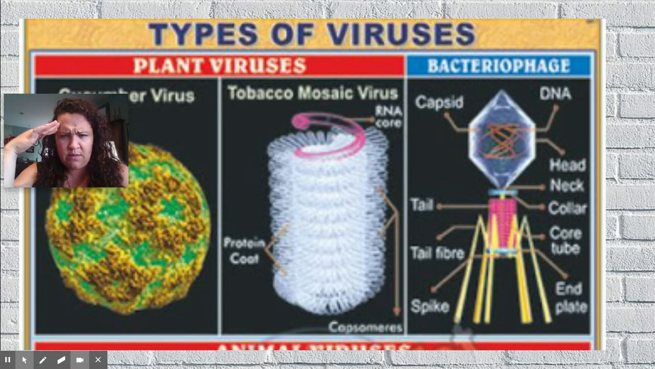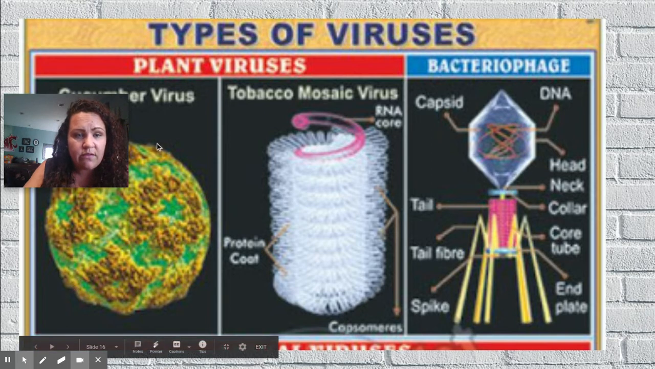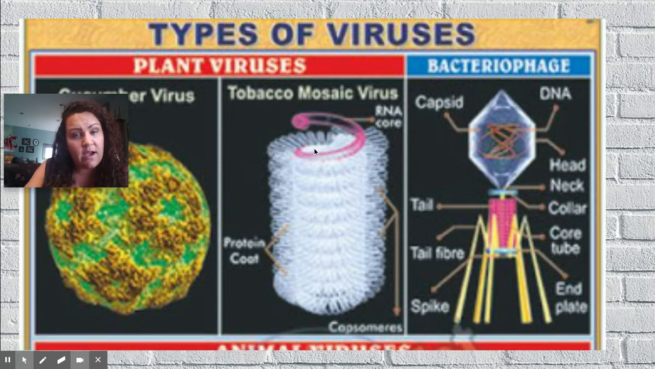Sorry, this is a really poor picture, but I wanted to quickly review. So we have lots of different kinds of viruses. We have some plant viruses. This is a cucumber virus, which attacks cucumbers. We have the tobacco mosaic virus, which attacks tobacco plants. We have bacteriophage viruses, and their job is to attack bacteria. They attack and let bacteria make copies of themselves so they can reproduce and make more of themselves.